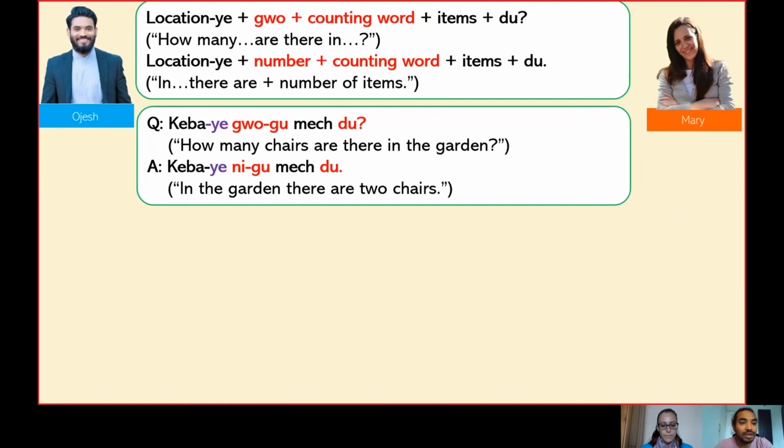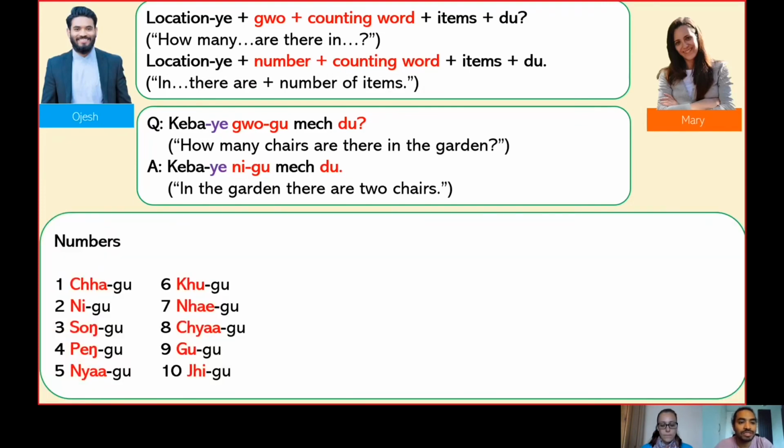And in the rest of the class, we learned how to count according to the different systems. We first practiced with the counting system for non-living things, which uses the suffix gu. And we learned how to count from 1 to 10. Chagu, nigu, swongu, pengu, nyagu, kugu, negu, chagu, gugu, jigu.